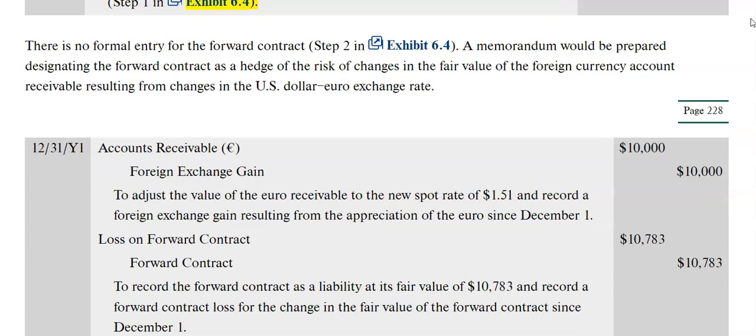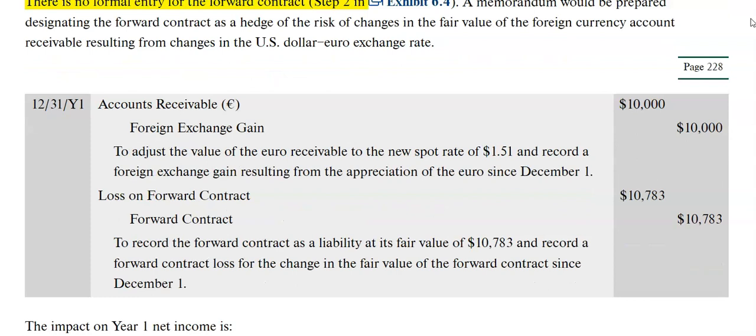Exhibit 6.4. There is no formal entry for the forward contract, Step 2 in Exhibit 6.4. A memorandum would be prepared designating the forward contract as a hedge of the risk of changes in the fair value of the foreign currency account receivable resulting from changes in the US dollar-euro exchange rate. Page 228.